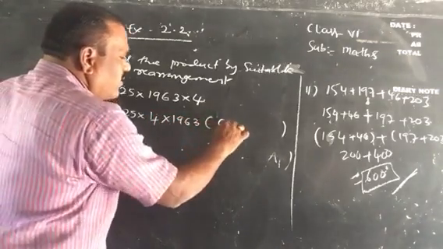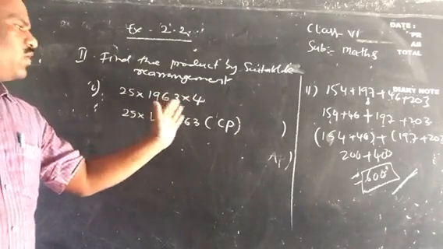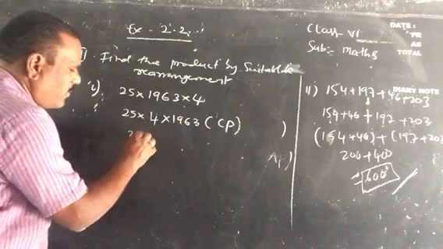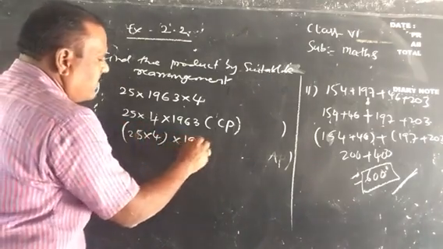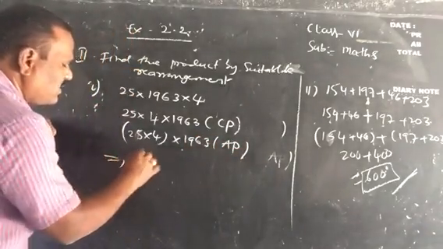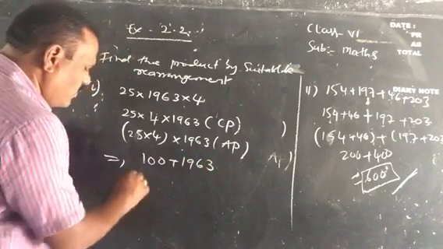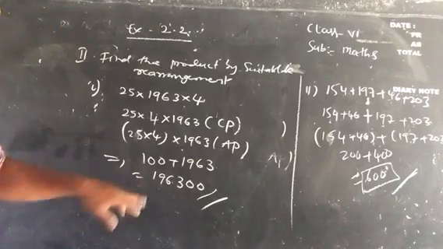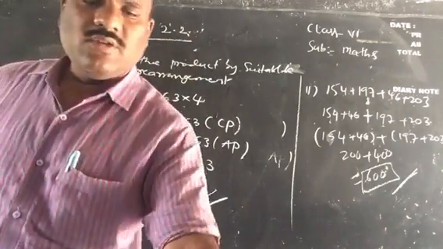You know very well according to which property, children? CP. CP is what, children? A into B equals B into A. That is called CP. So 25 into 4 into 1963, this is nothing but the associative property. That implies 100 into 1963 equals 196,300, children. Okay, so this is one problem.